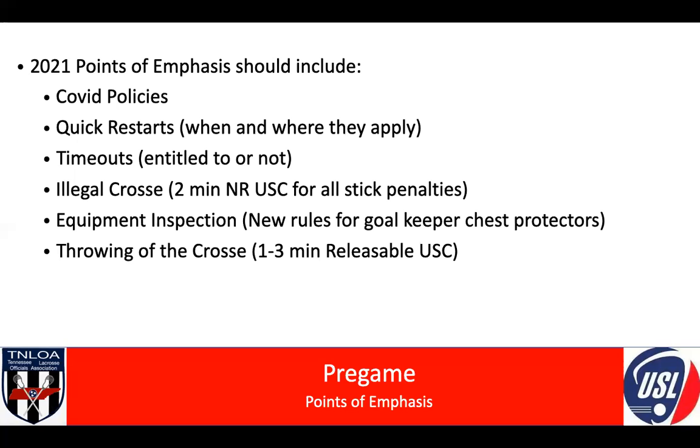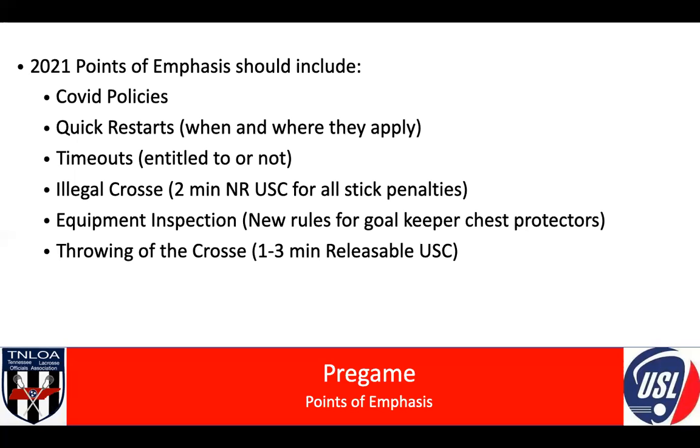Next thing is the illegal cross. Illegal cross penalties. We did this last year, but we didn't get a whole lot of games in. Illegal cross penalties now are 2 minute non-releasable unsportsmanlike conduct fouls for all stick penalties. Hey, make sure your mic is muted. For all penalties, they are 2 minute non-releasable unsportsmanlike conducts, but the stick can return to the game.